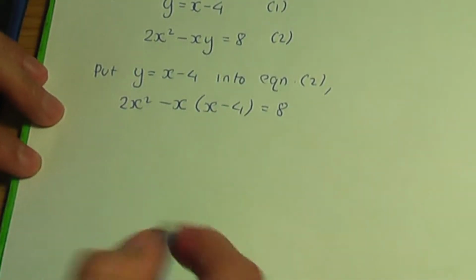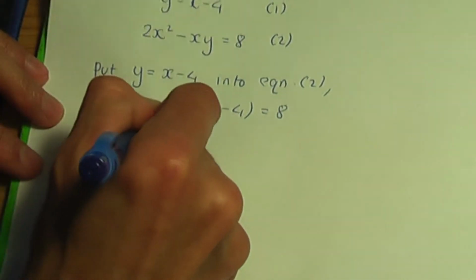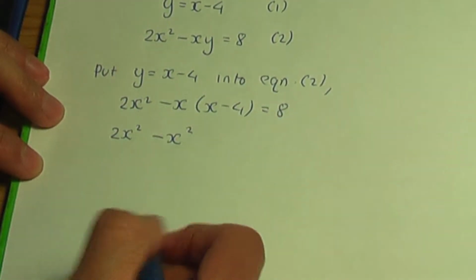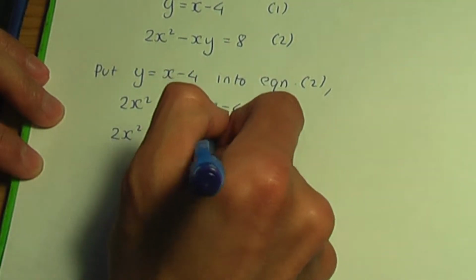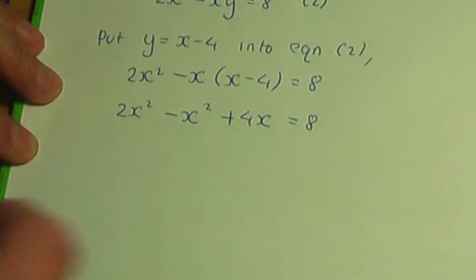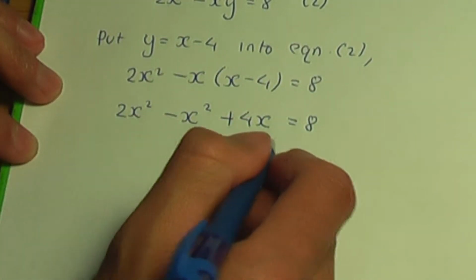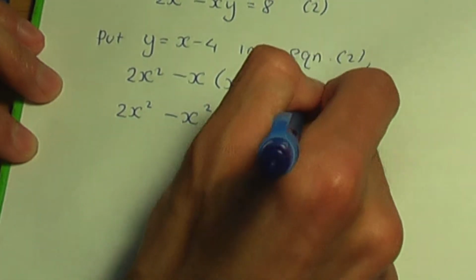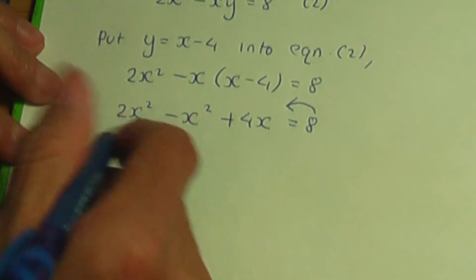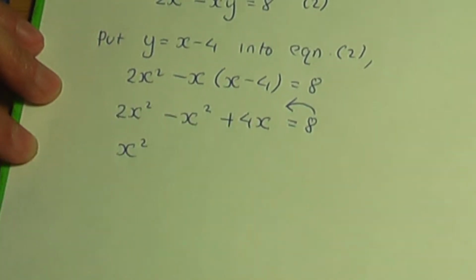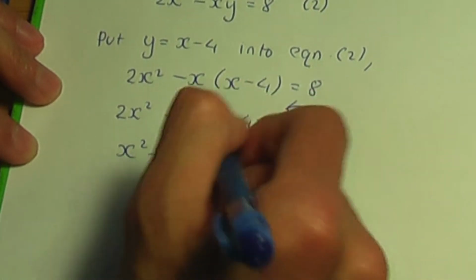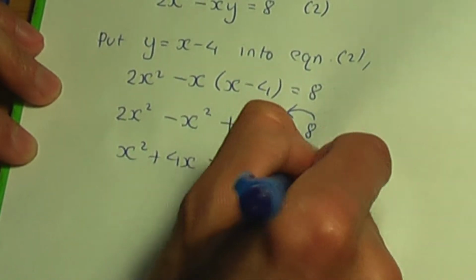Now let's get rid of the brackets to give us 2x squared minus x times x is minus x squared, minus x times minus 4 is plus 4x, which is equal to 8. And if I move all of the terms to one side, so I'm going to move this 8 to the left hand side, we're going to end up with 2x squared minus x squared is x squared, plus the 4x, plus 8 to the left hand side is minus 8, which is equal to 0.